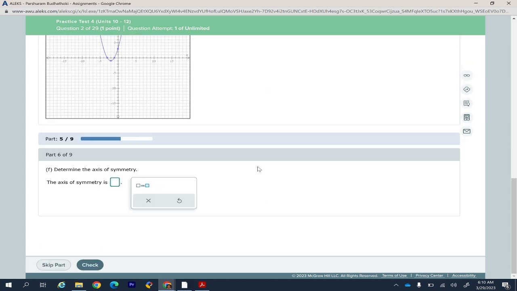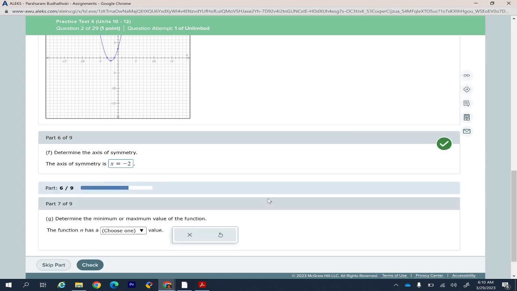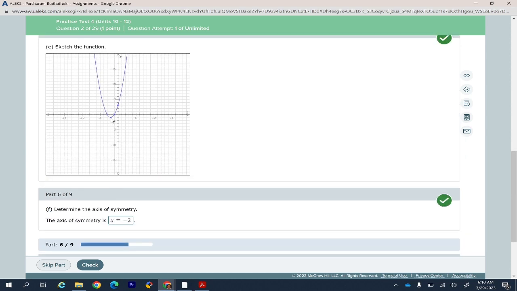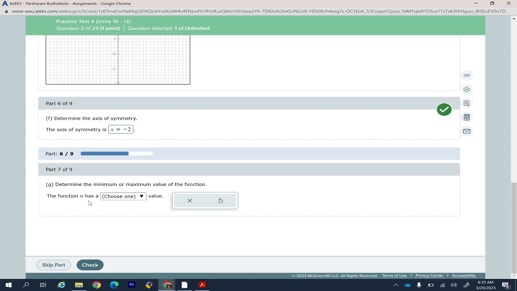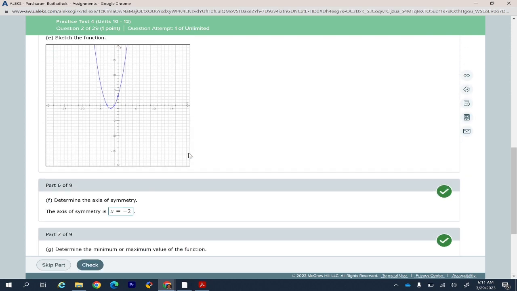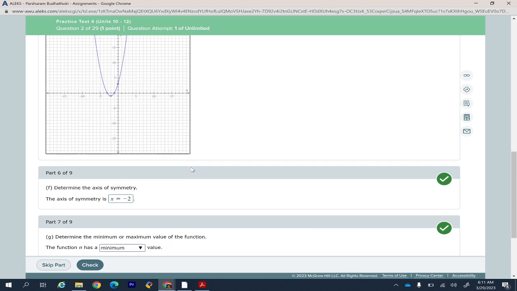What is the axis of symmetry? It's the x coordinate, which is -2, x equals -2. That's our axis of symmetry. Always the minimum value comes from the vertex. As you can see here, it's giving you the minimum value. The function has a minimum value because it's facing up, and the minimum value is the y coordinate of the vertex, which is -1.